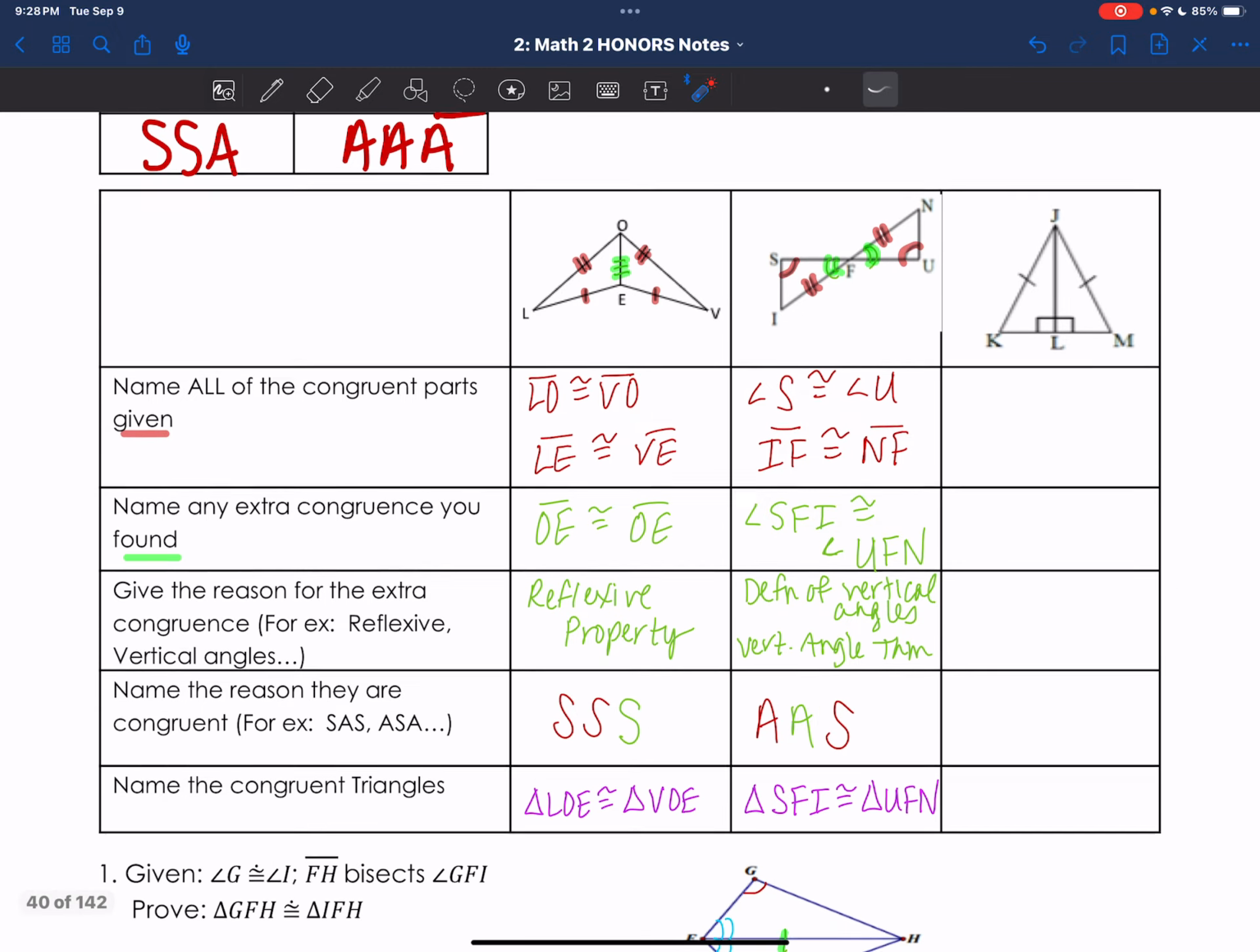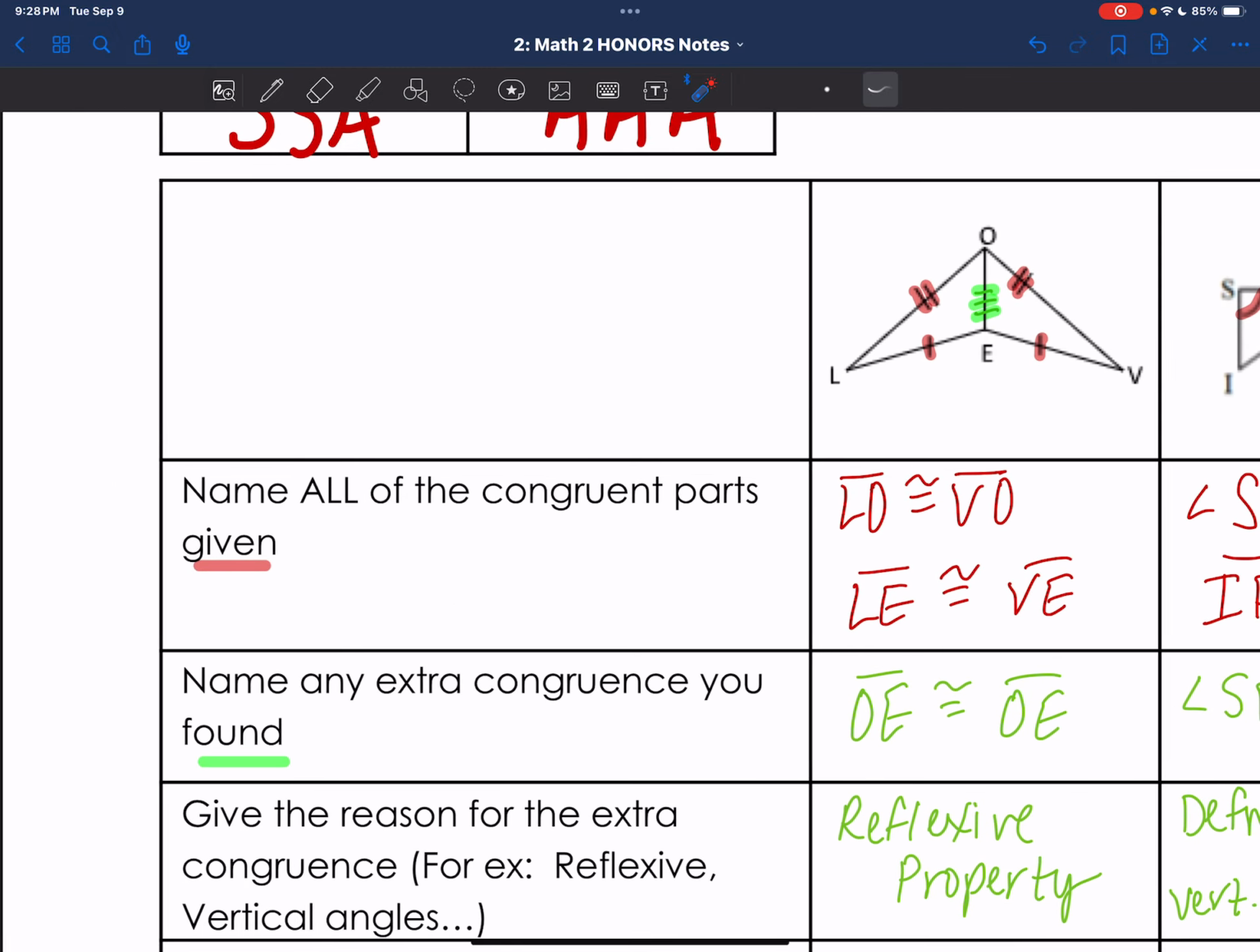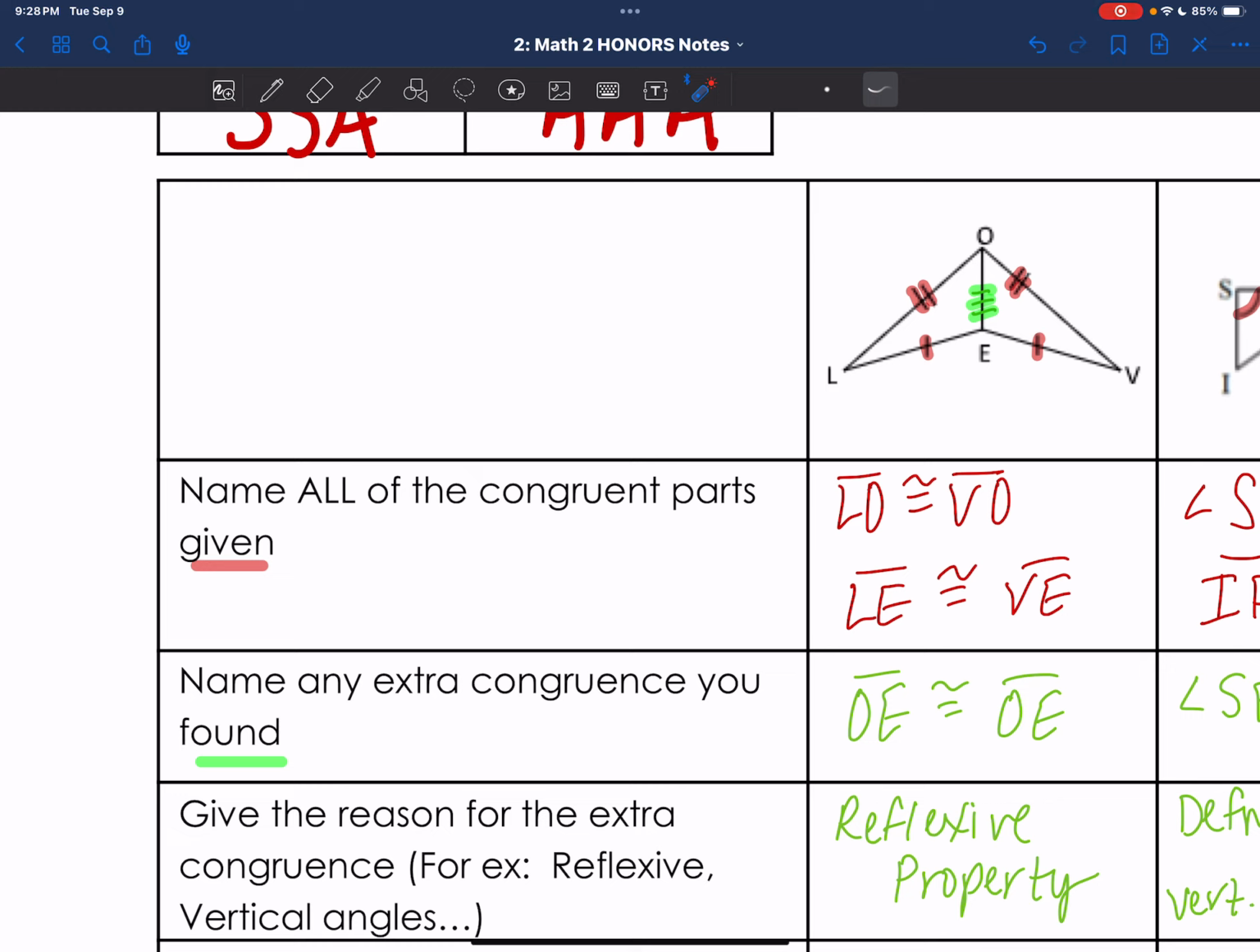All right, so what we're going to do is look at shapes and start figuring out all the information we can gather from them. So the first thing we're going to do when we're writing proofs is name all of the congruent parts given. So this is what is either written or labeled. Either written or labeled. Did I spell that right? I don't know. Okay, here we go. I teach math. All right, so anyways, let's look at what's provided.